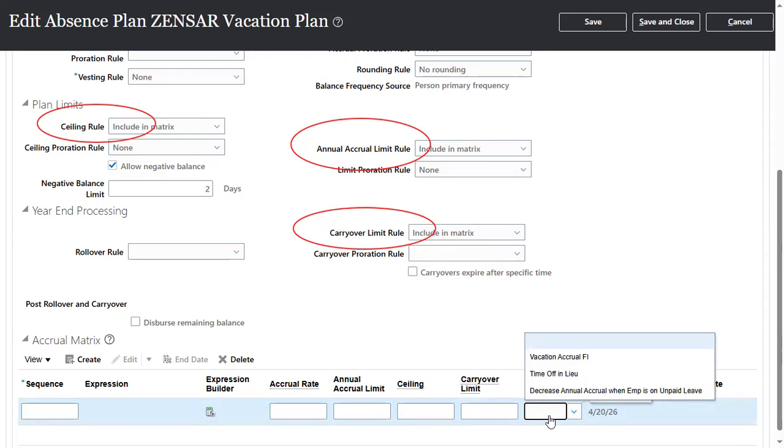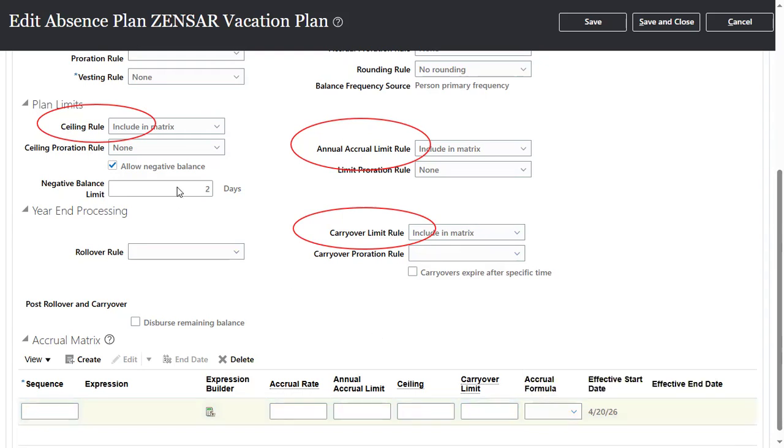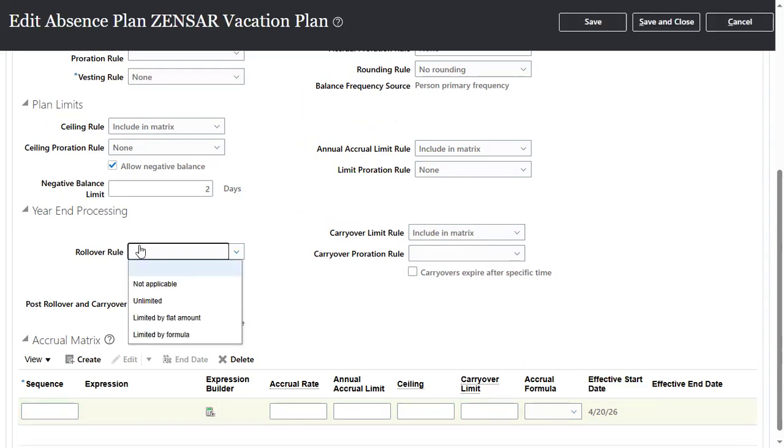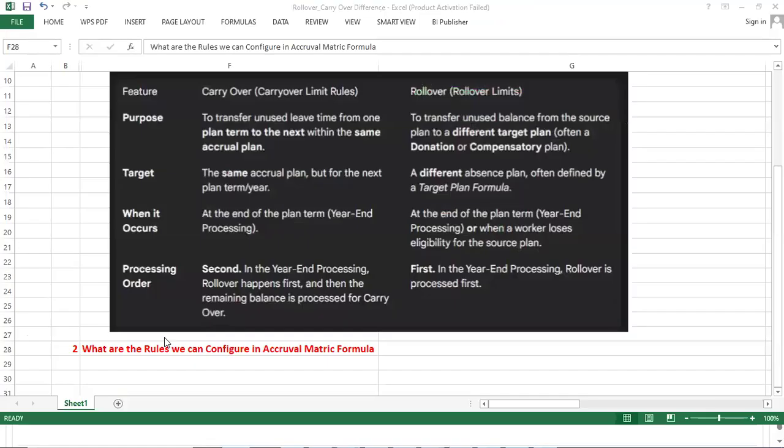So these are the three rules: ceiling rule, annual accrual limit rule, and carryover limit. All these options can be included in the accrual matrix, and you can write a formula for that or set them individually. But rollover will not come under the accrual matrix. If you want to write a fast formula, of course, you can write a fast formula for that rollover rule. So these are the two questions we expect from these two topics in the absence management module. Thank you.